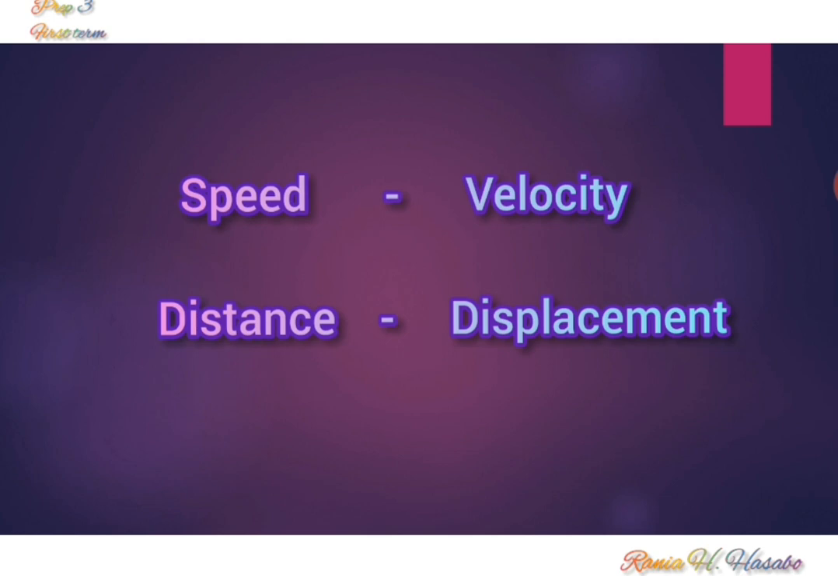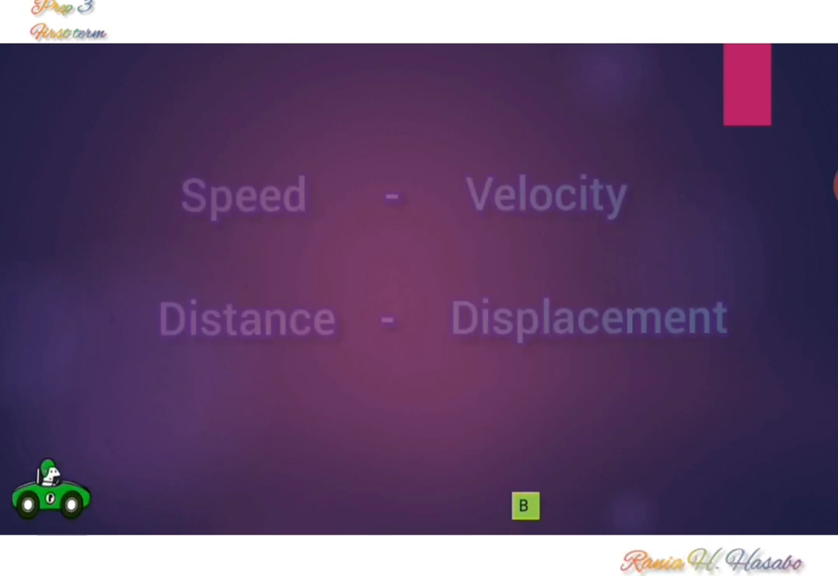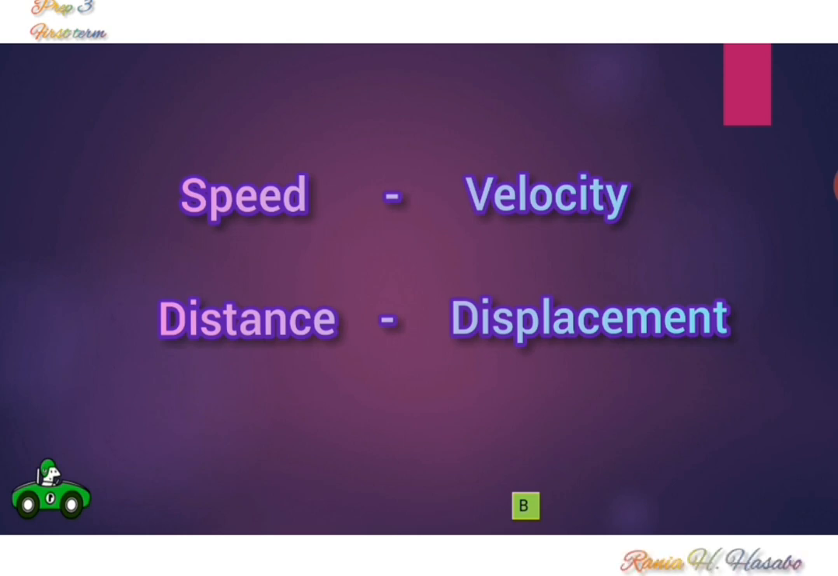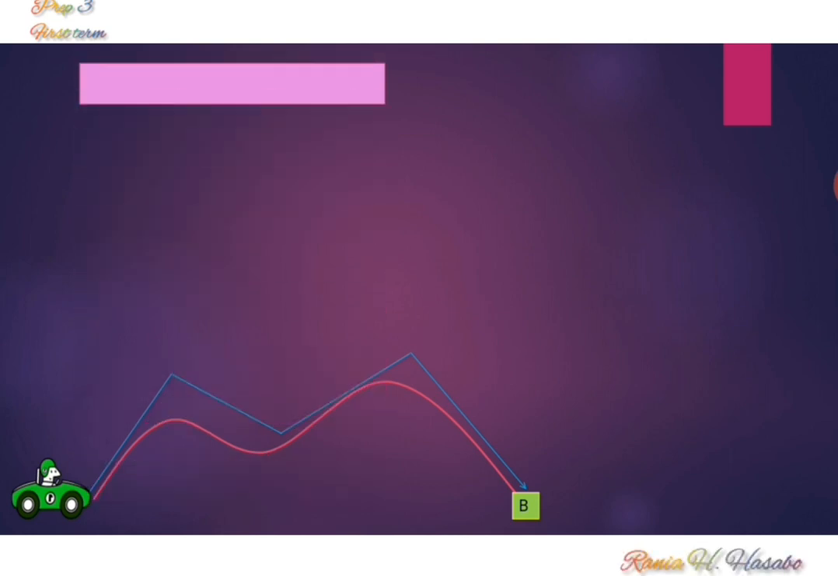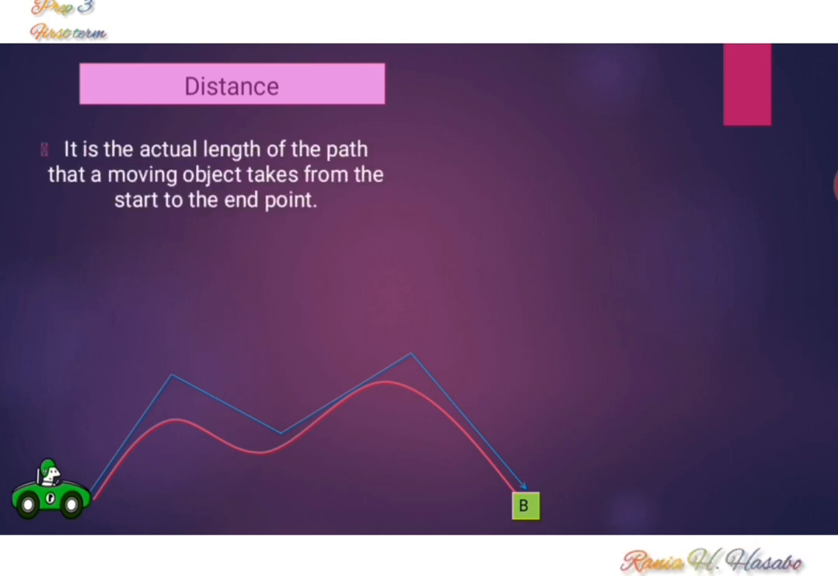There are some physical quantities that seem at first sight to be similar, but they have a great difference in their concept, such as distance and displacement, speed and velocity. This car moves from point A to point B, maybe in a curved line or zigzag line. This length gives the distance covered by the car, as the distance is the actual length of the path that the moving object takes from the start point to end point. So distance is a scalar and has magnitude only.